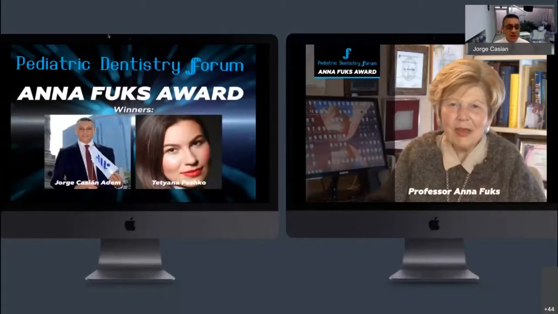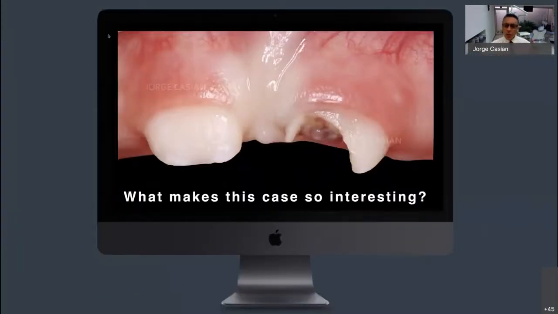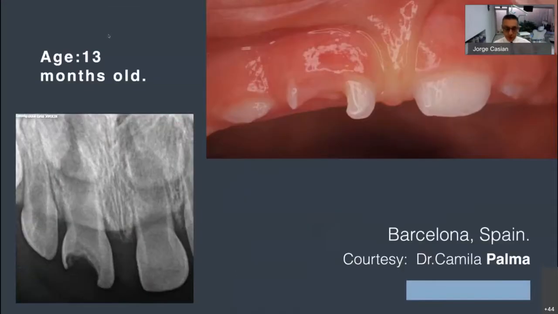This clinical case won the Anna Fuchs Award in Pediatric Dentistry in 2018, and that is a great honor for me. But what makes this case so interesting? Of course, the first reason is the way it was treated: it was a baby, and I saved that tooth. But that is not the most important reason. To understand what makes this case so interesting, I would like to share with you some pictures.